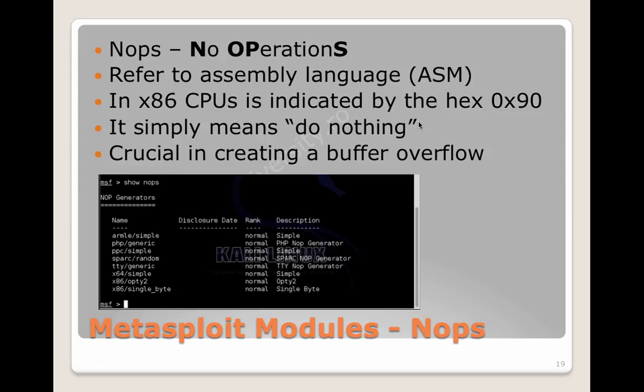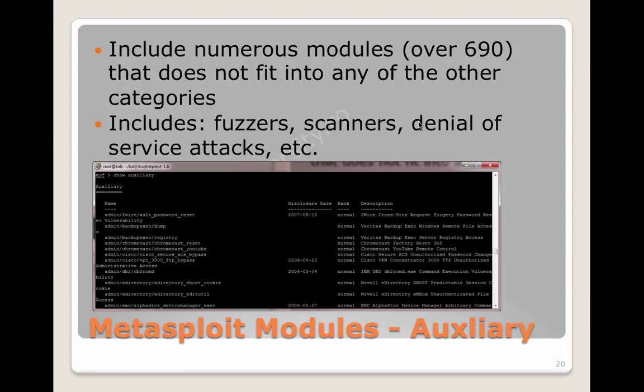This module of Metasploit, called NOPs, is used when creating a buffer overflow exploit. These courses do not cover exploit development, so this was just briefly mentioned, but we will not go into more detail about it. The auxiliary module covers numerous tools used either for information gathering, fuzzing, scanning, or attacks such as denial of service.